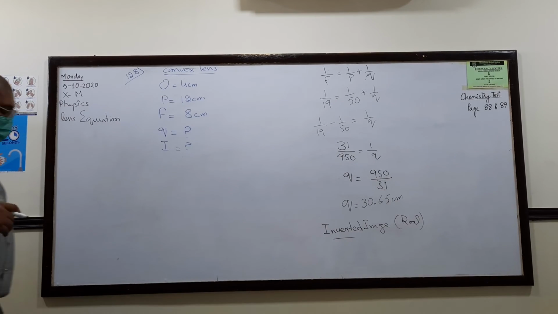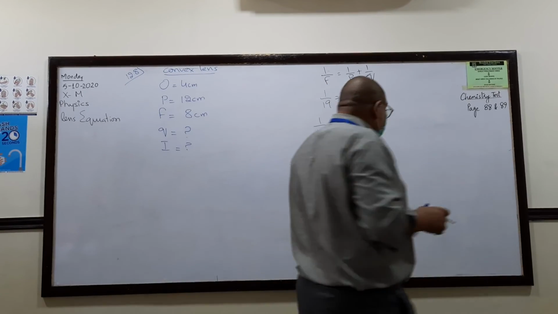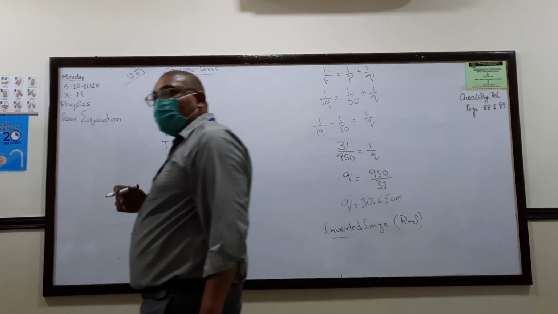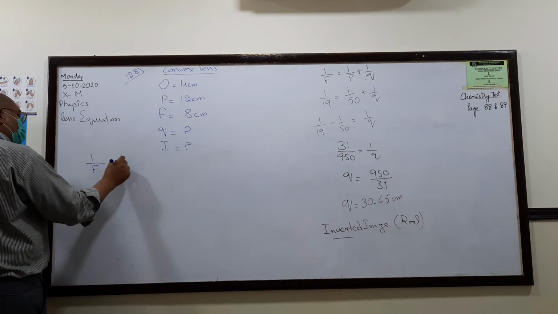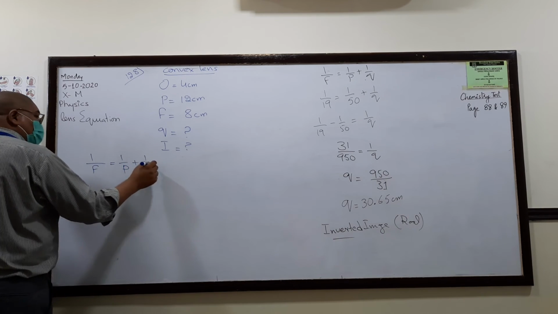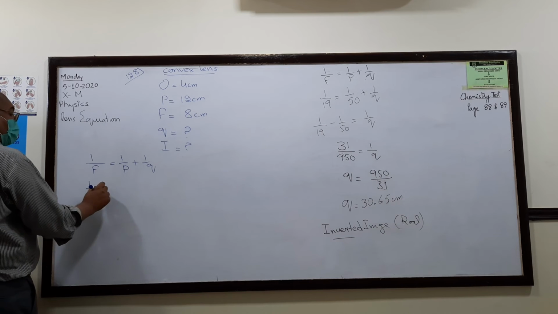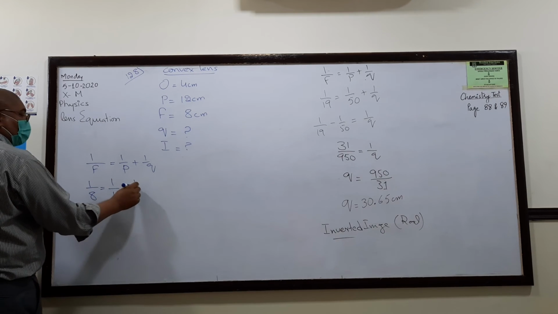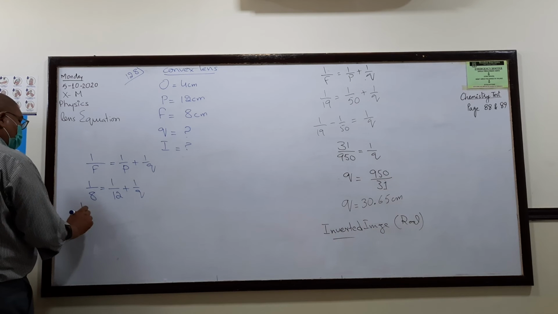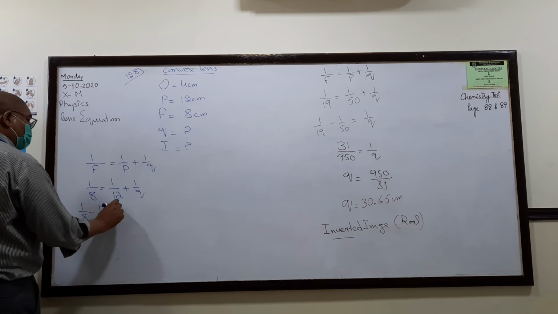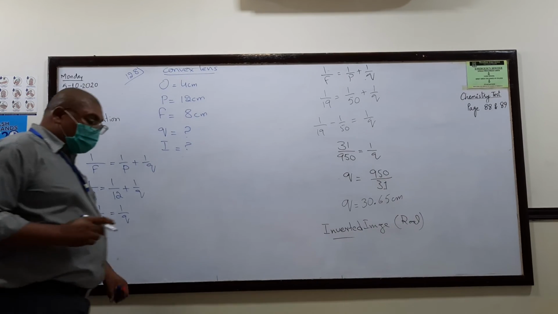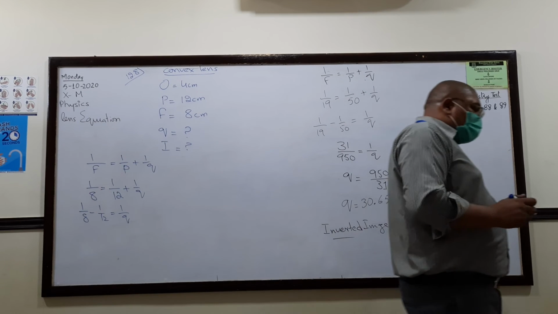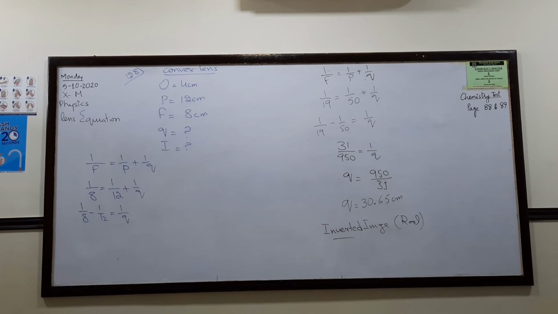Okay, so let's apply the lens equation. Lens equation is 1 by F equals 1 by P plus 1 by Q. 1 by 8 equals 1 by 12 plus 1 by Q. Q is the question. So it will be 1 by 8 minus 1 by 12 equals 1 by Q. Somebody get me the answer: 1 divided by 8 minus 1 divided by 12 equals?